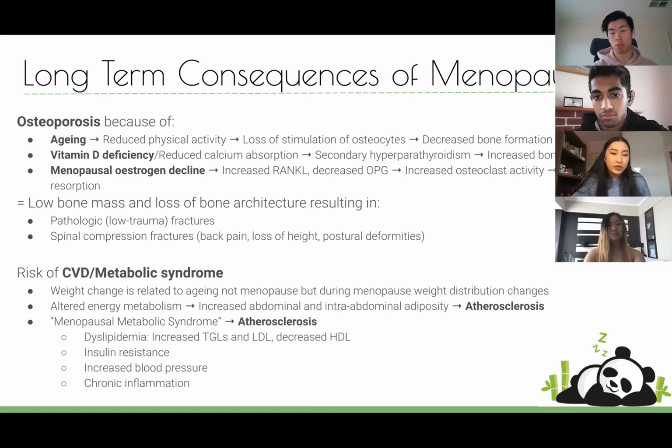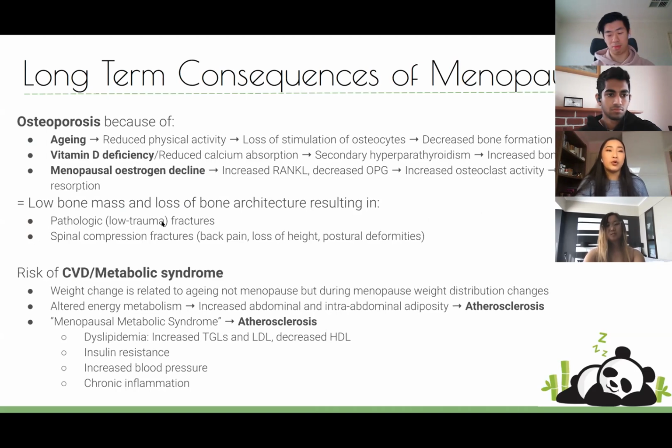The menopause contribution is to do with the decreased levels of estrogen. So estrogen is typically protective for your bones, and when that level declines, you get increased RANK ligand, which decreases OPG, and that increases the activity of your osteoclasts. The combined effect of all of these three is that you have low bone mass and loss of bone architecture, and that will present as pathologic or low trauma fractures.